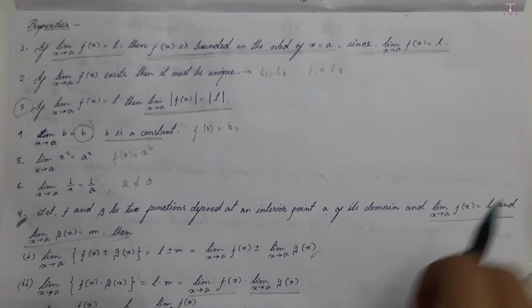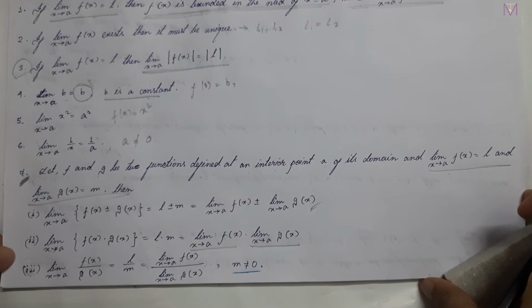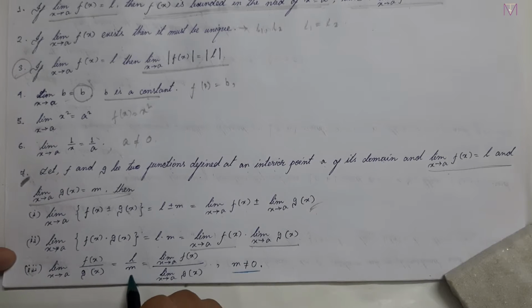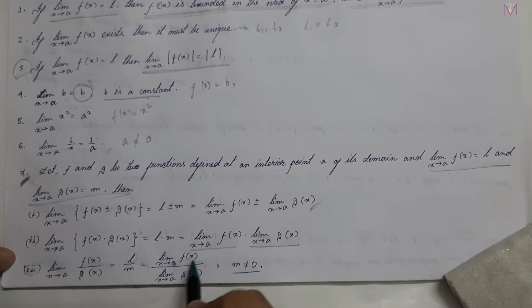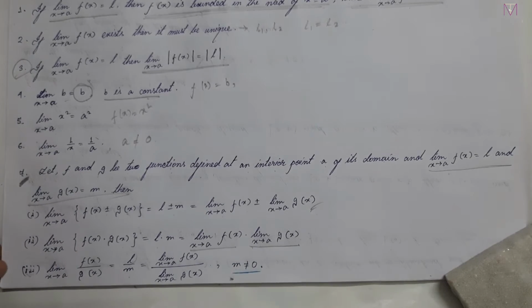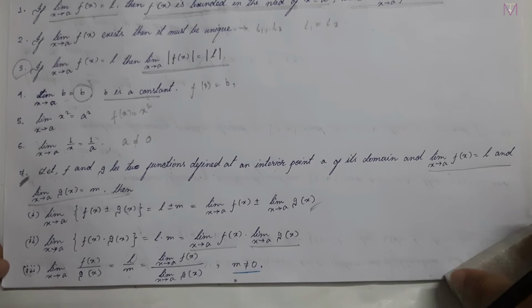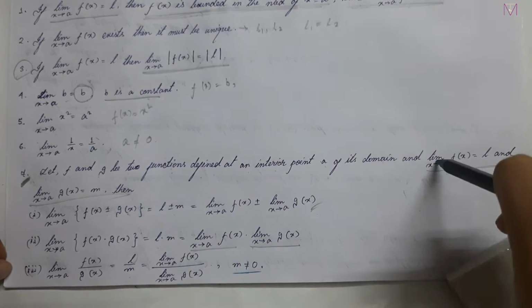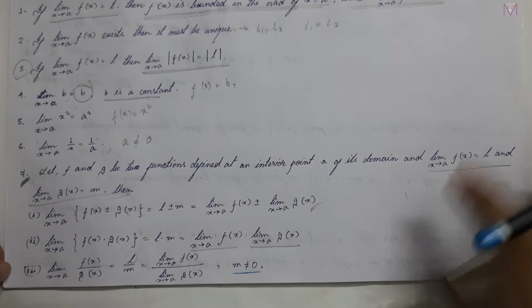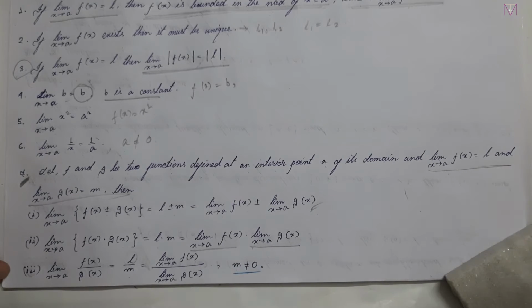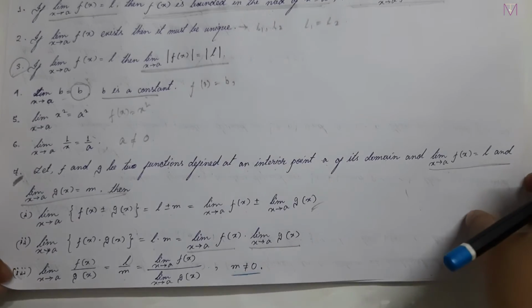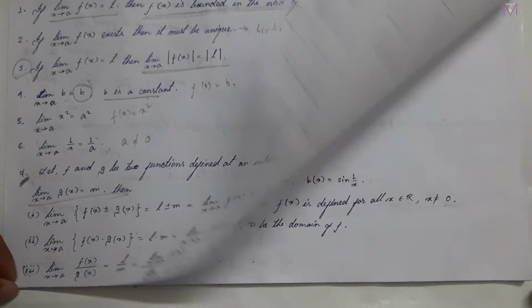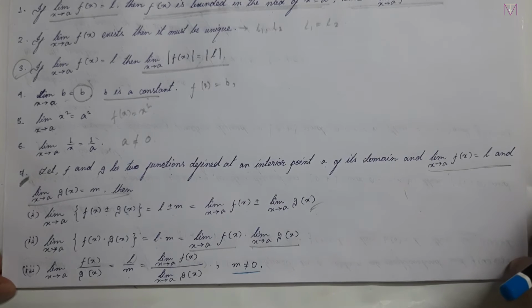Now, the limit as x tends to a of f(x) by g(x) is equal to L by m, where L is the limit of f(x) and m is the limit of g(x), m not equal to 0, obviously. Otherwise it is undefined. We can prove all of these, but I just skip this proof. You will get this in your textbook, so just read those in your book. Now we go to the next topic.